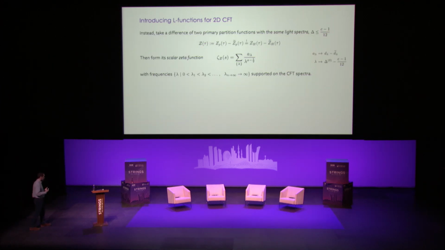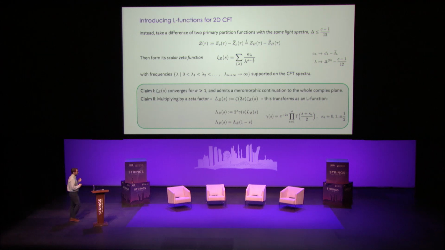But thinking about where Cardy comes from, let's instead do the following thing. Take a difference of two primary partition functions with the same light spectra, where light means dimensions less than (c minus 1) over 12. Okay. So we take this difference and we demand that they just have support on the heavy spectrum, operators with dimension greater than (c minus 1) over 12. Okay. Now form the scalar zeta function from this. So we have a sum over a sub lambda over some frequencies lambda to the s minus a half. The half is just for convenience. So the lambdas are the scalar dimensions shifted by (c minus 1) over 12, because this just has support on the heavy spectrum. Right?